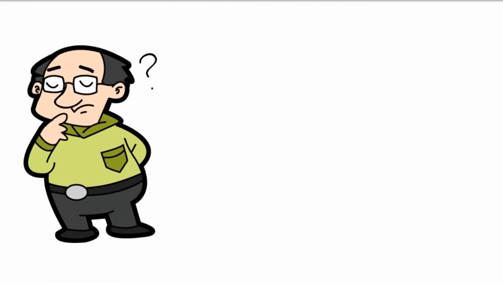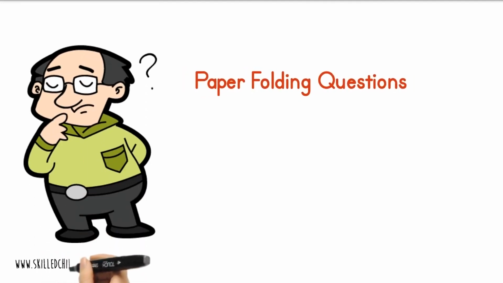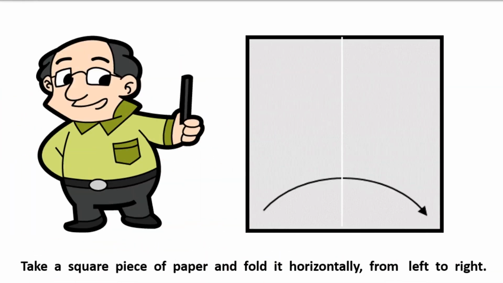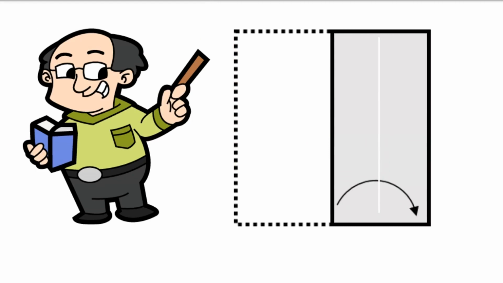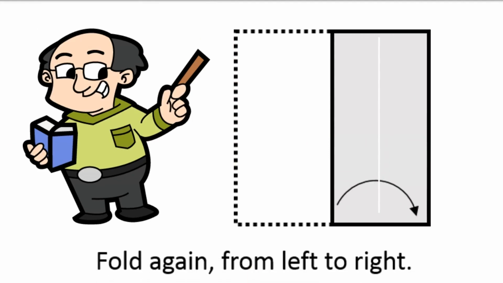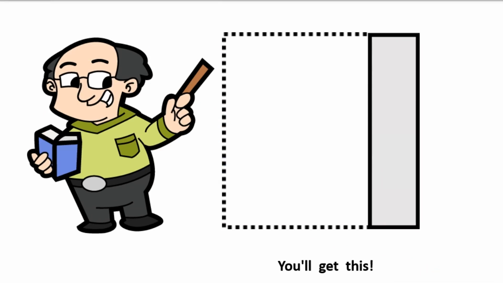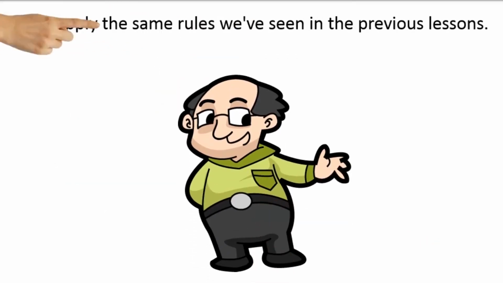Paper folding questions. Number 8. Take a square piece of paper and fold it horizontally, from left to right. Fold again, from left to right. You'll get this. Let's apply the same rules we've seen in the previous lessons.